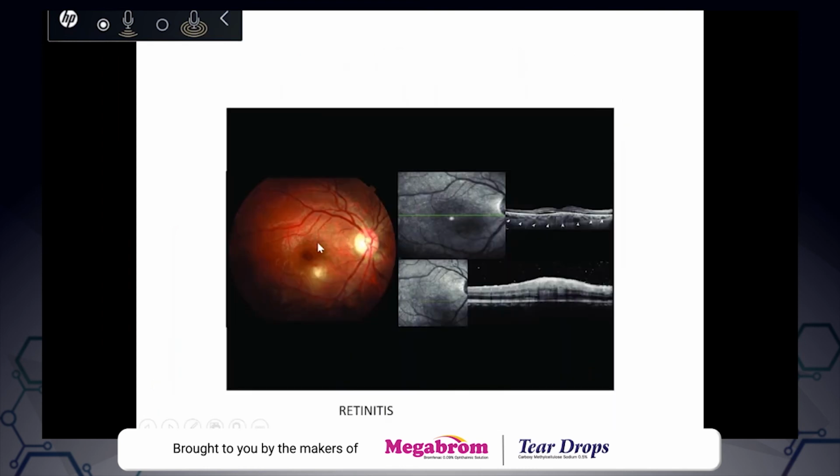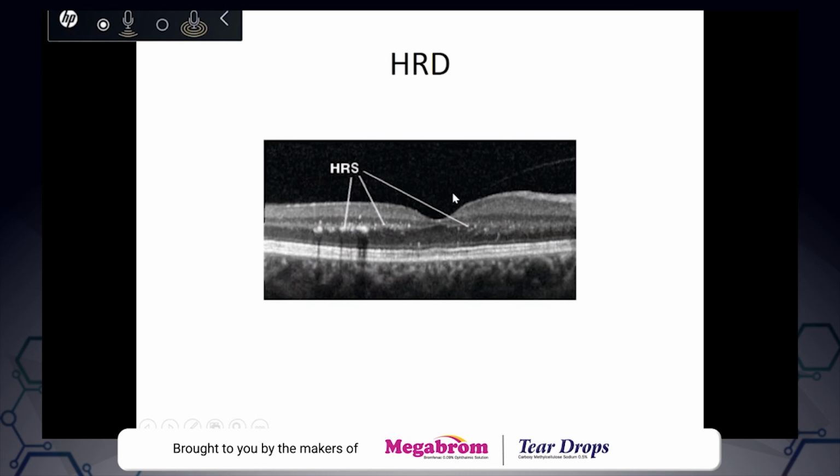So another cause of inner retinal hyperreflectivity is retinitis. You see, this is a toxoplasma retinitis, again inner retinal hyperreflectivity. Another cause, as I already told you, is hard exudates, which are seen in the outer plexiform layer and may produce cast shadows. So these are hard exudates. And look at the size of these lesions here. These hard exudates are of a size of more than 40 to 50 microns.